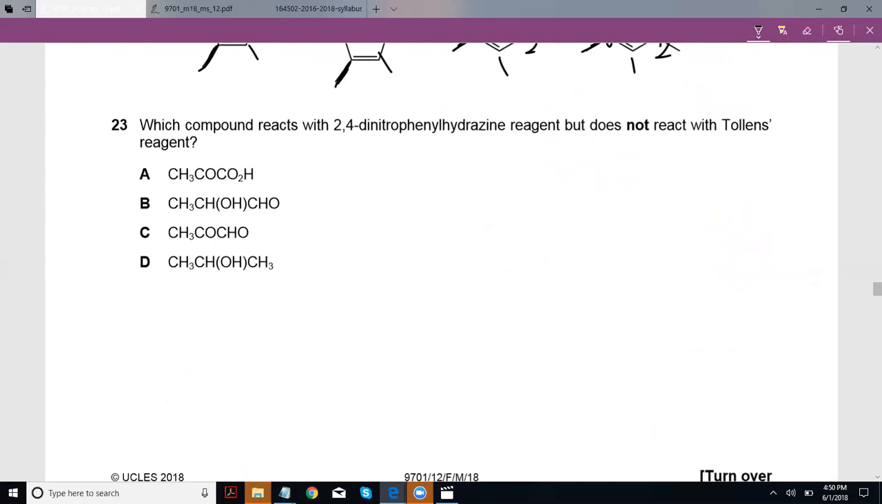23. Which compound reacts with 2,4-DNPH but does not react with Tollens reagent? So for 2,4-DNPH, it clearly has to be a carbonyl, which is basically either a ketone or an aldehyde. Aldehydes do react with your Tollens reagent. So if it's not reacting there, it obviously has to be a ketone. So you're looking for a ketone, which is A.